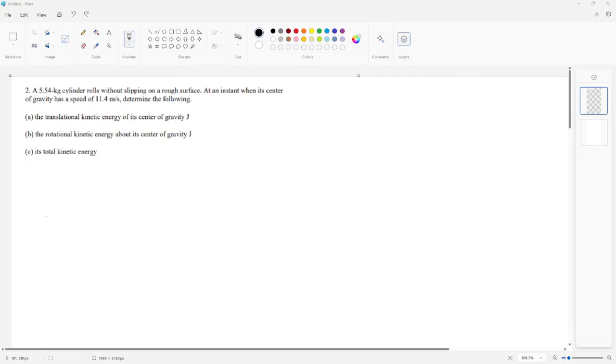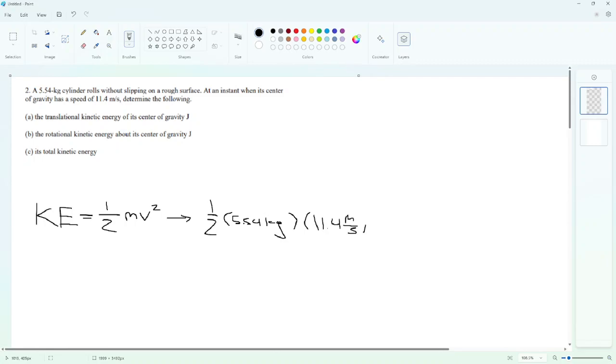The formula for translational kinetic energy, which I'll denote as KE, is equal to 1/2 mv squared, where m is the mass and v is the velocity of the object. From here we have the mass and the velocity, so we can find this. It's going to be 1/2 times 5.54 kilograms times 11.4 meters per second squared, and this is going to be equal to 359.9892 joules.